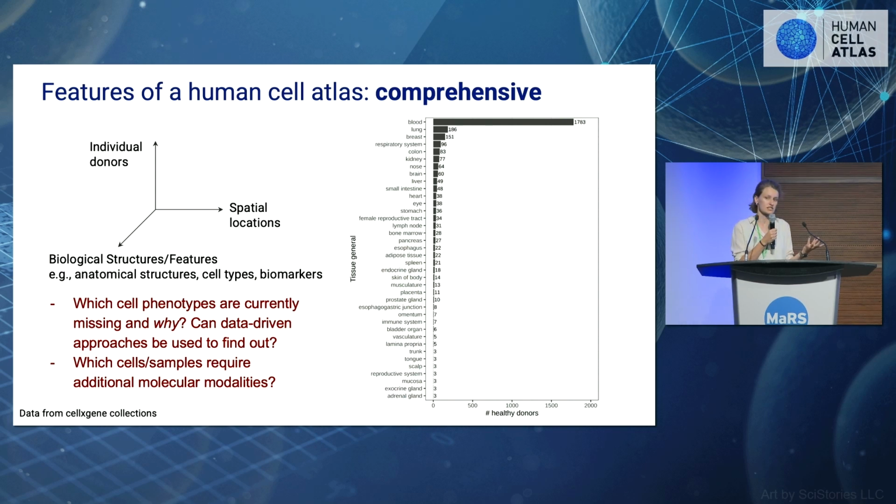we still missing some cell phenotypes? For example, does this have to do more with how we collect the data, how we collect the samples, or are there simply certain areas that we haven't explored yet? And can we use data-driven approaches to find which areas are missing? But also in terms of molecular modalities and spatial modalities, which cells or samples actually require these additional modalities, and where will we have the maximum information gain from adding these modalities?